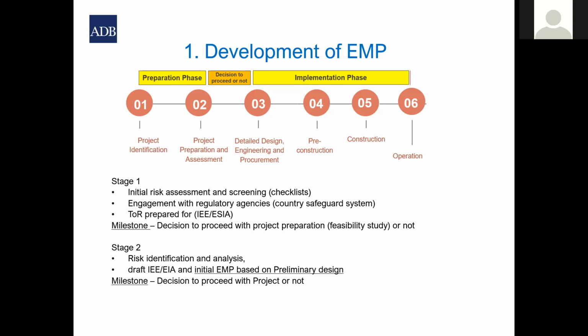And then during stage 2, this is where your initial feasibility study is undertaken, and the preliminary design for the project is prepared during the project preparation phase. At the same time, you have your risk identification and analysis, and that's where your initial IEE and your draft EIA are undertaken, and your first draft of the environmental management plan is completed as part of the environmental assessment process, assessing the preliminary design. So this happens in stage 2. And the milestone to complete stage 2 is a decision to proceed with the project or not.